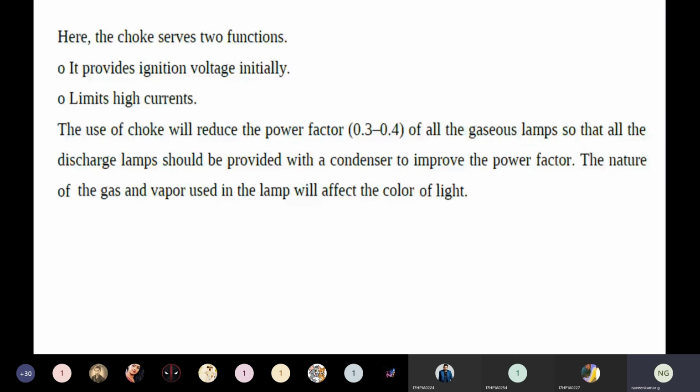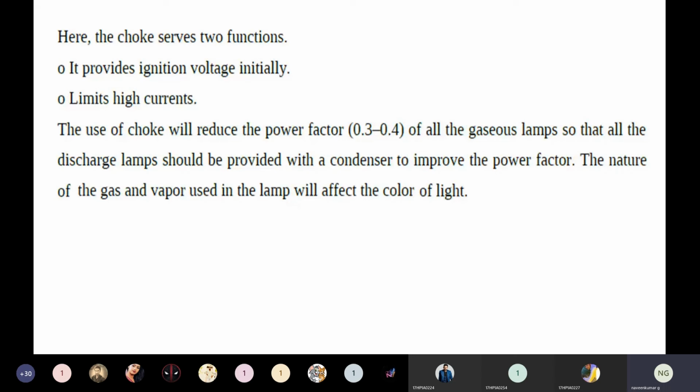So what does this ballast or choke serve? What is the purpose of this ballast or choke? It provides two operations. First one, it provides ignition voltage at the start. Whenever you observe a discharge lamp, initially it flickers. So during that time it is providing the ignition voltage. And next, it limits high currents. So these are the two functions of the choke.